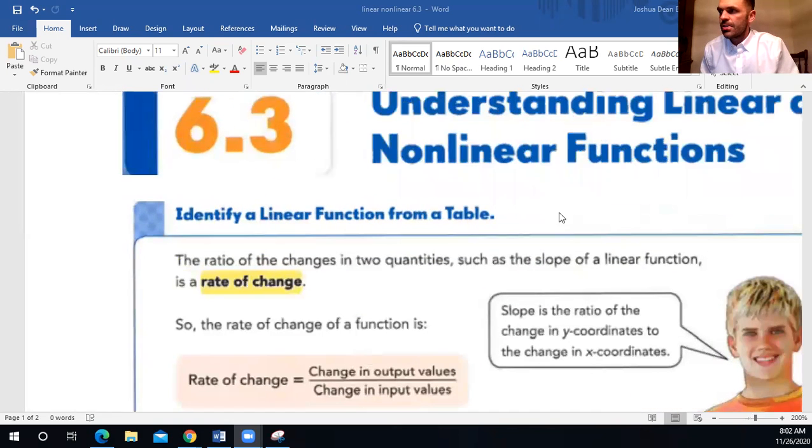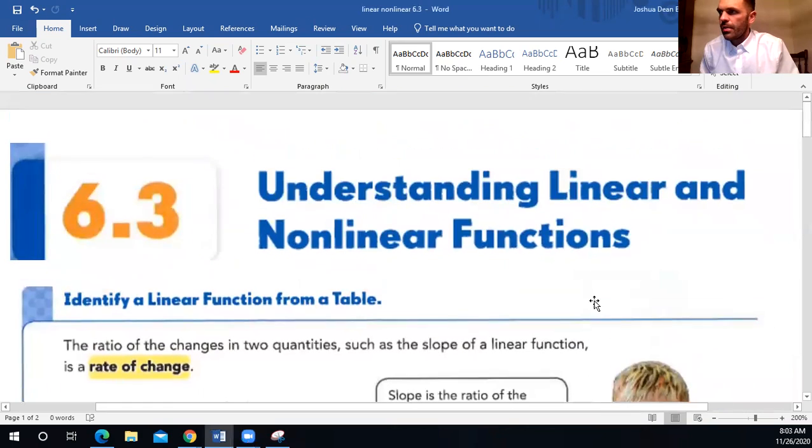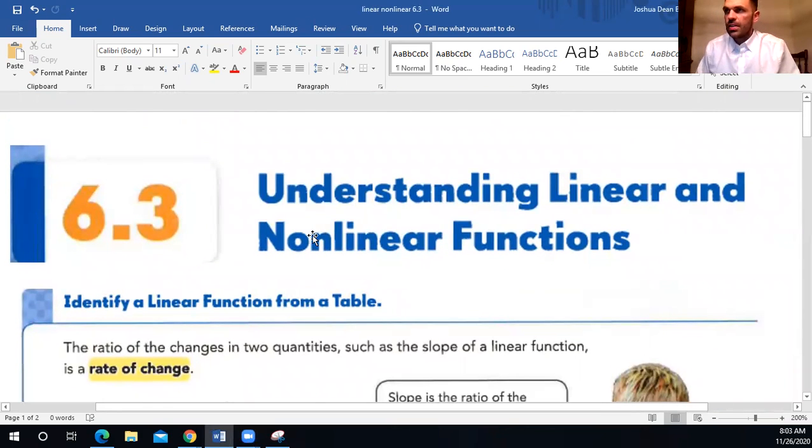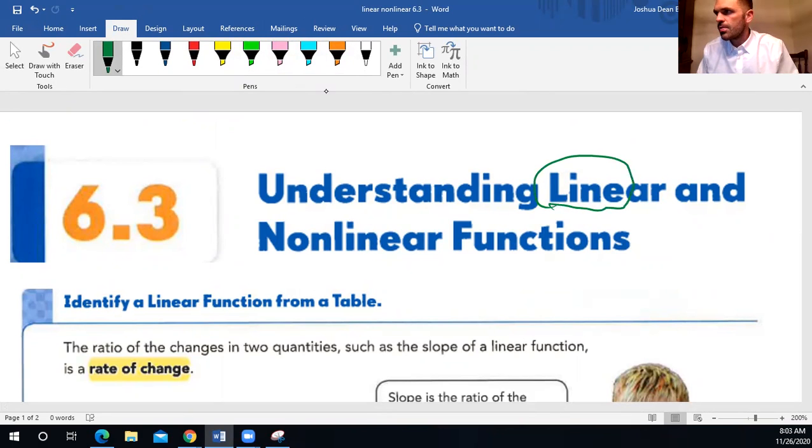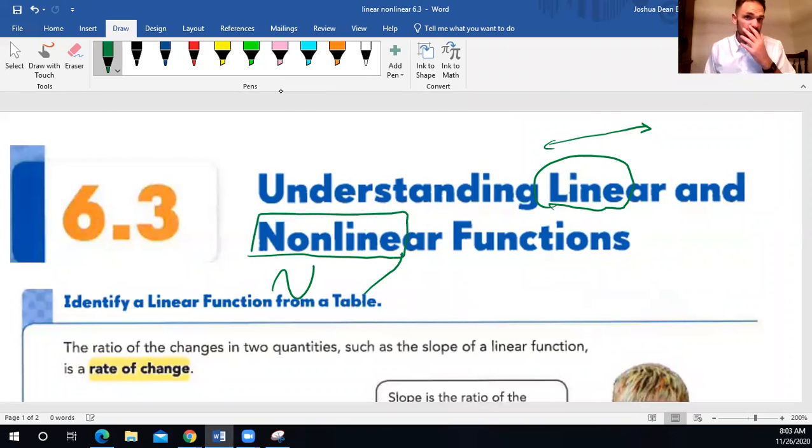Linear and nonlinear functions. So, guys, right off the bat, linear functions have the word that we're looking for in it. It's a line. If you see a function whose solutions make a line on a graph, that's a linear function. If it's anything but a line, if it's squiggly, or almost a line but a little bit curved at the end, these are non-lines, or nonlinear functions.